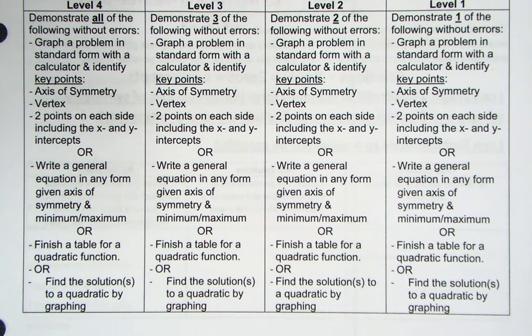Our first standard is graph quadratics and identify characteristics. There's 4 objectives that will help us move along the scale in this standard. Those 4 objectives are first to be able to graph a quadratic that's given in standard form and identify the key points, including the axis of symmetry, the vertex, and 2 points on either side, which are usually the x and y intercepts. We need to be able to find the solutions to a quadratic by graphing.